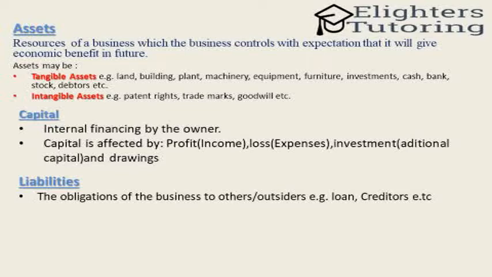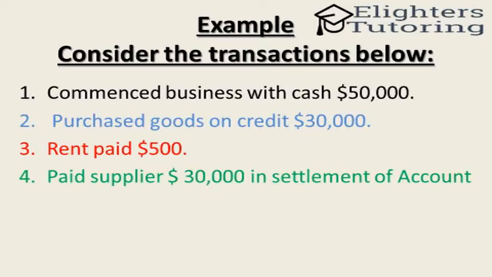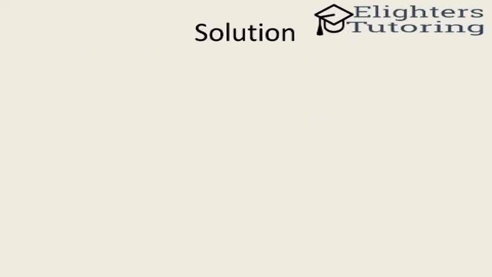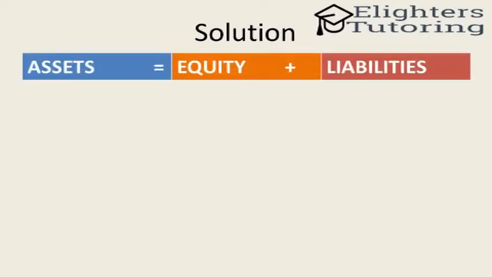Now that we have learned the components of the equation, let us interact with the equation by an example. We have an example here with just 4 transactions. We have examples with more transactions, but this will help us know how to interact with the accounting equation. And remember, we are still using the accounting equation that assets are equal to equity plus liabilities. So let us see how the transactions can affect the assets, equity, or liabilities.